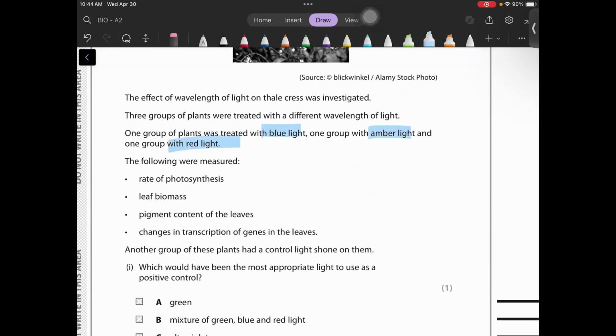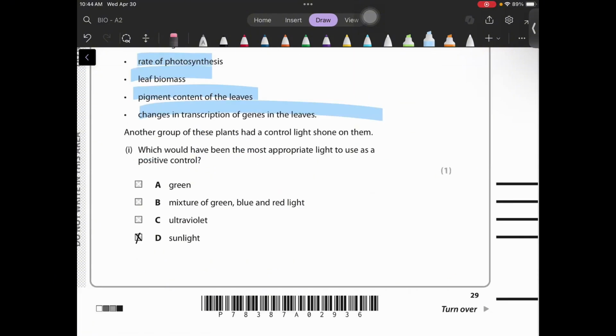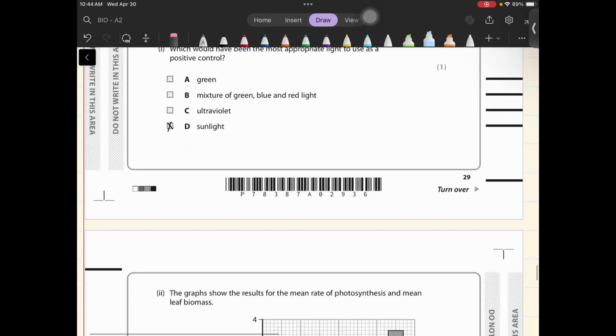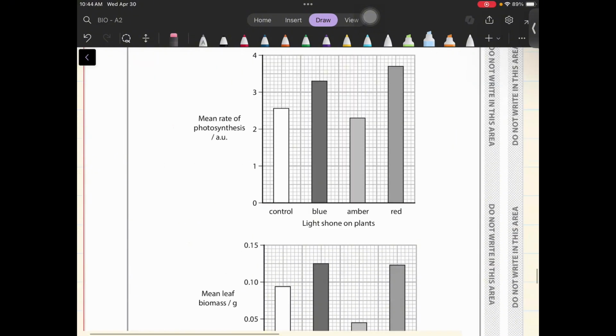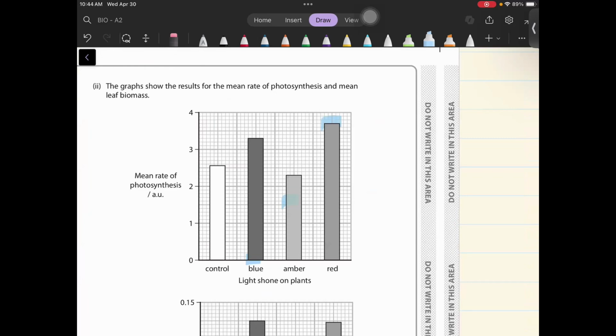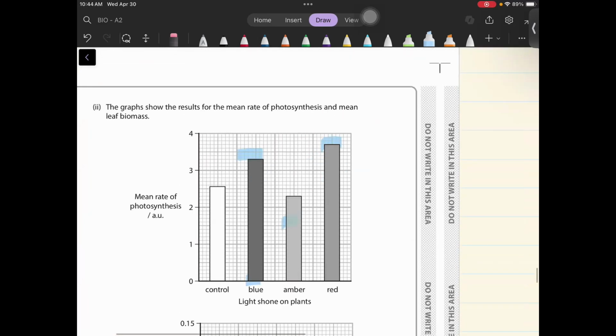And the findings were measured: leaf biomass, and transcription of genes. Another group of samples had a control light shown on them. So what would be the most positive one? It would be sunlight, because it comprises a mixture of different proportions of each of these lights. Two changes: in blue, photosynthesis is greater, and in red, photosynthesis is greater as well. In blue, biomass is greater, and in red, biomass is greater as well. Right, understood.